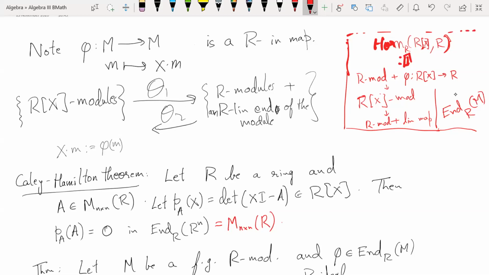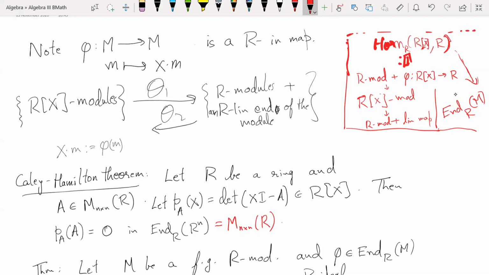It will give you something, but it won't be an interesting map. That's what I'm trying to say. Any map like this will be determined by where x goes, and the linear map you are going to pick is the scalar corresponding to that. Does that make things clear? Yes, sir. Good. Any other question?